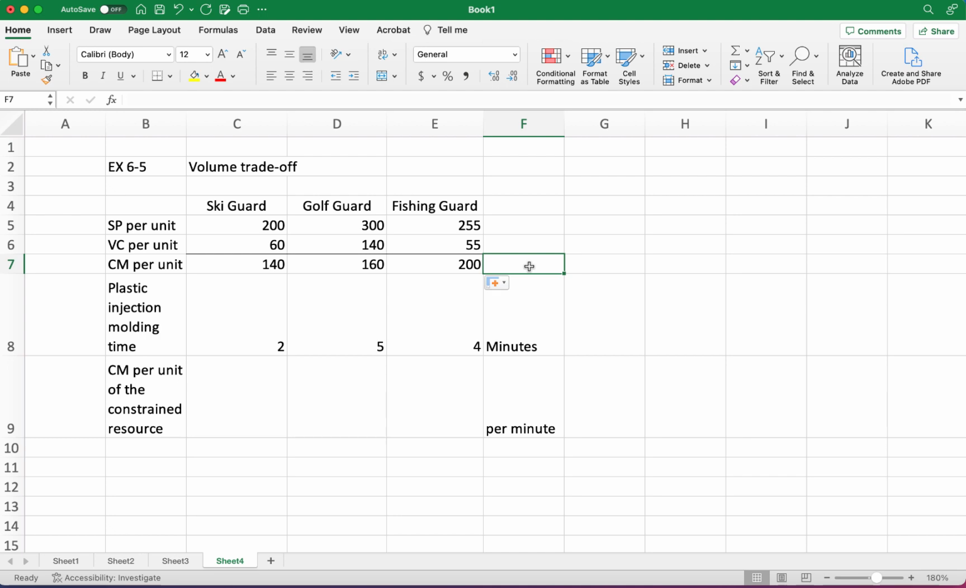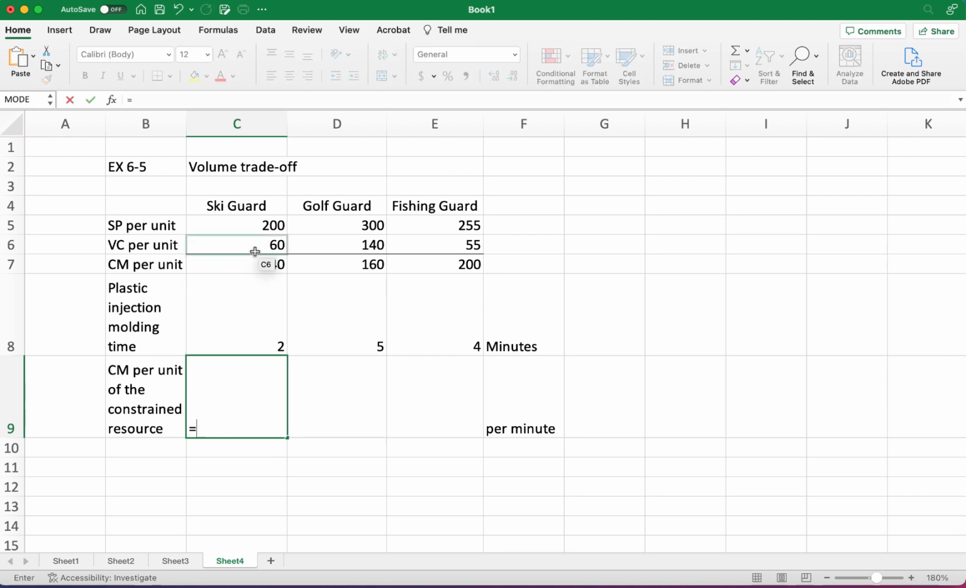Why? Because we need to take into account that constrained resource, which is the time on the injection molding machine. To figure out what the CM per unit of the constrained resource is, we take the contribution margin per unit of the ski guard and divide it by the time required to make a ski guard on that injection molding machine, which is 2 minutes. We get $70 per unit. That means the contribution margin per unit of this constrained resource is $70.